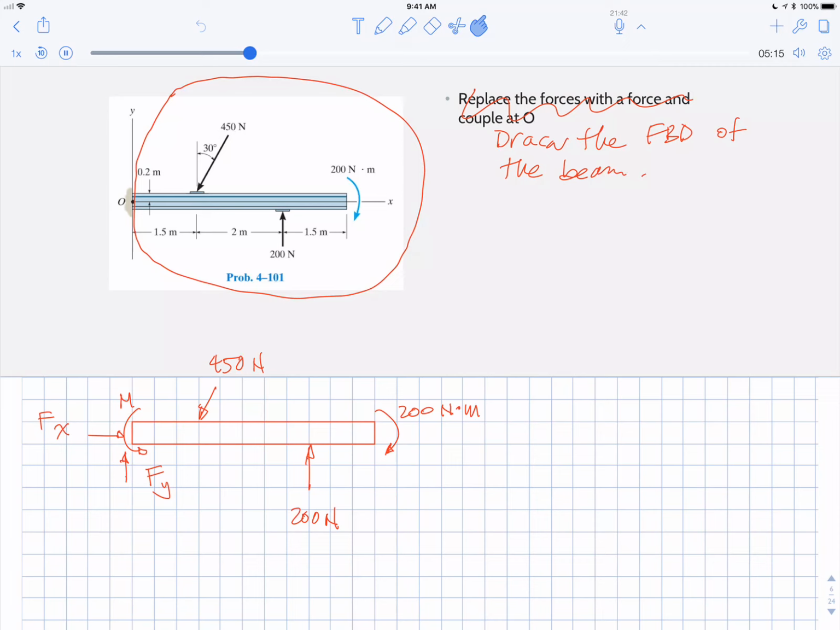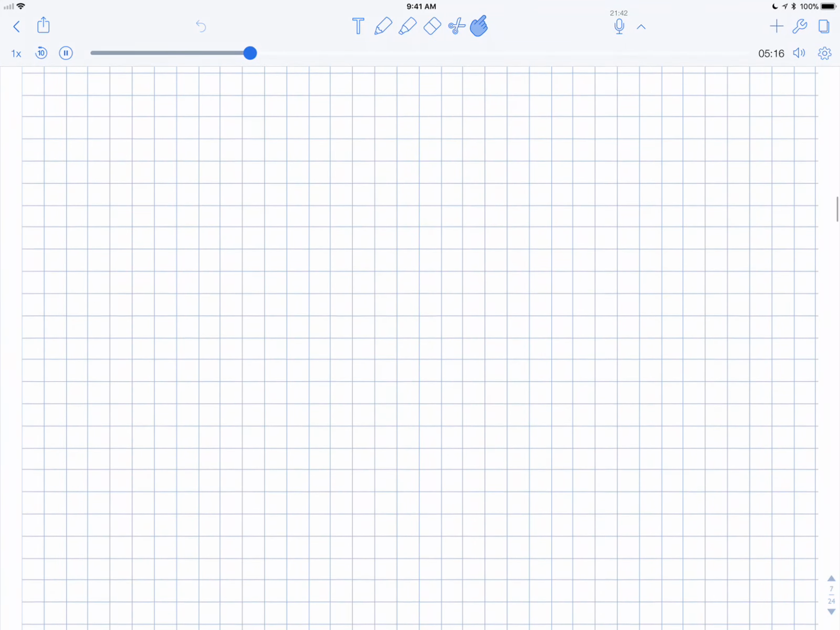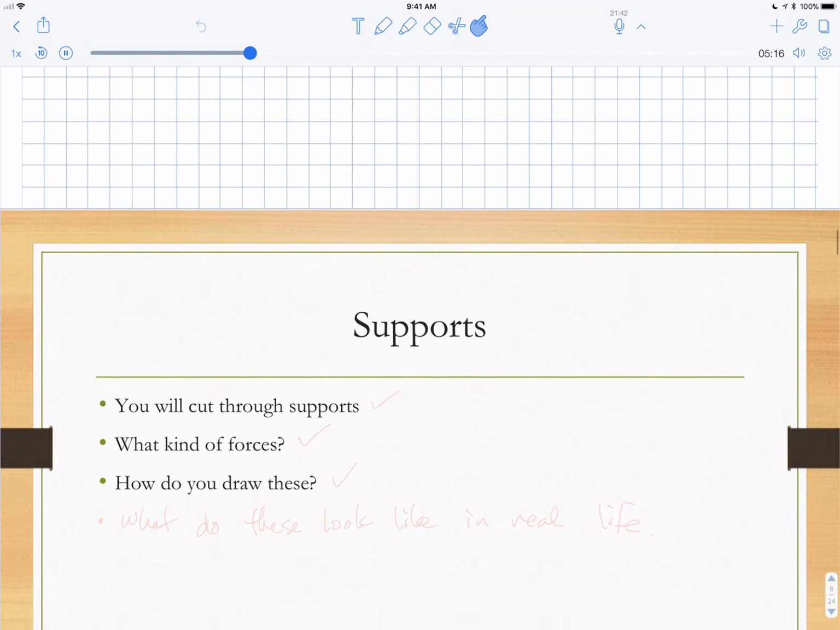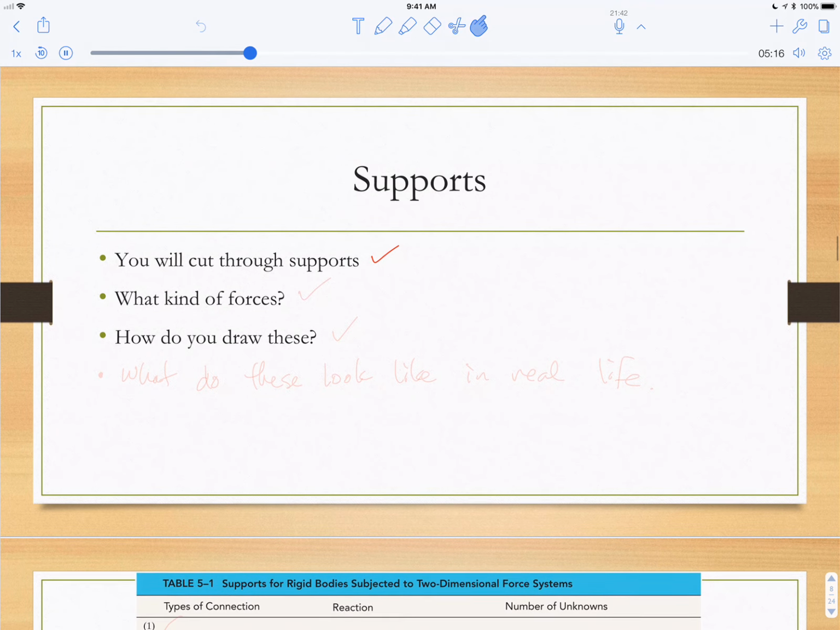So what about these supports? Whenever you draw a free body diagram, you'll most invariably cut through these supports. What kind of forces are on these types of supports, and how do you draw them? And also I'm going to talk about what these look like in real life.